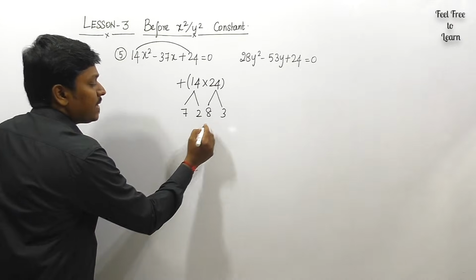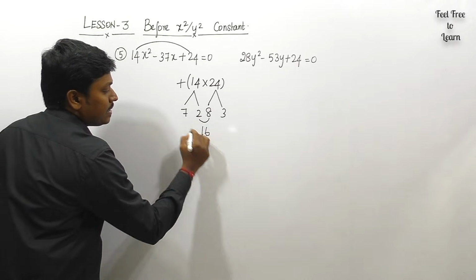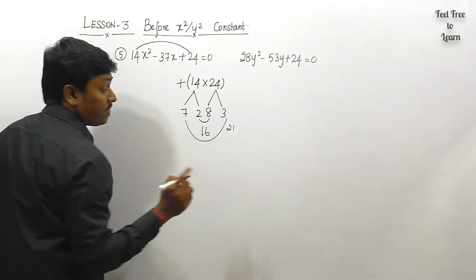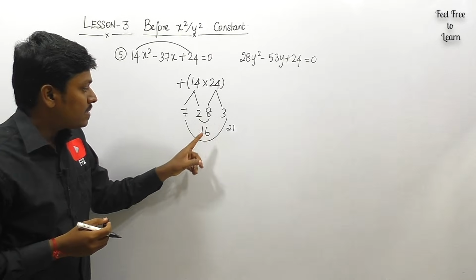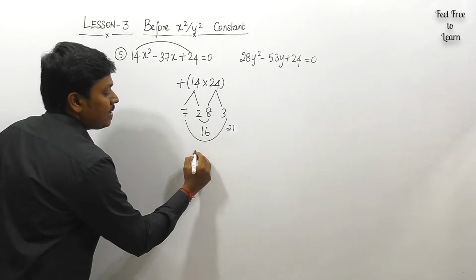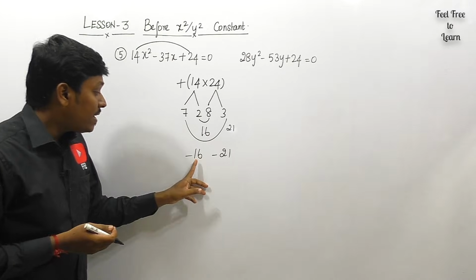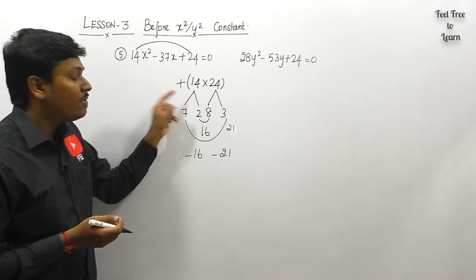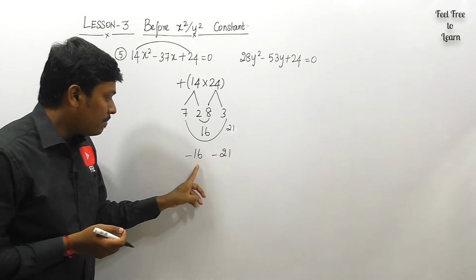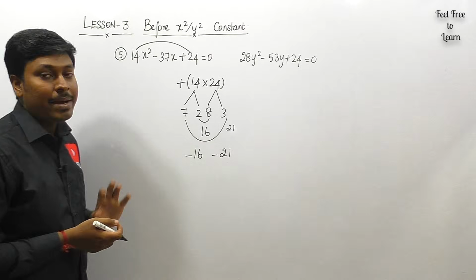So friends, listen here, we can multiply this. 8 into 2 will be 16, 7 into 3 will be 21. So friends, listen carefully. 8 2s are 16, 7 3s are 21. So finally 16 and 21, so minus 16 minus 21, because when we multiply both the numbers, the resultant will be plus. When we add both the numbers, 16 and 21, the resultant will be minus 37.